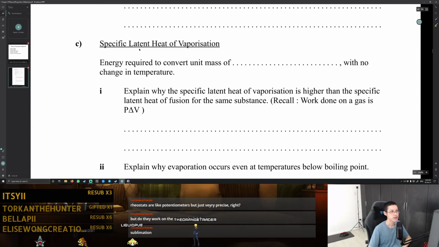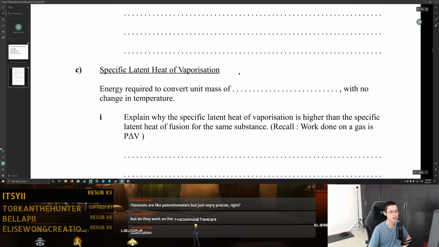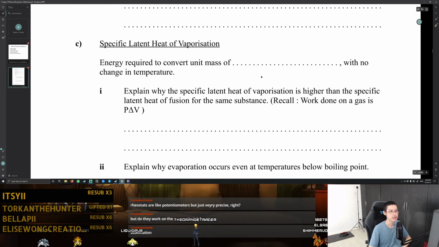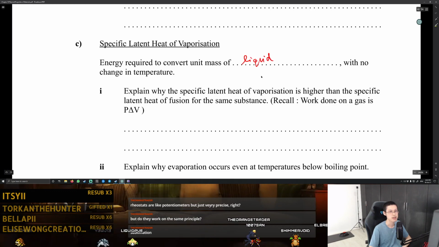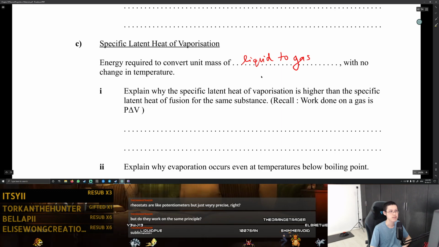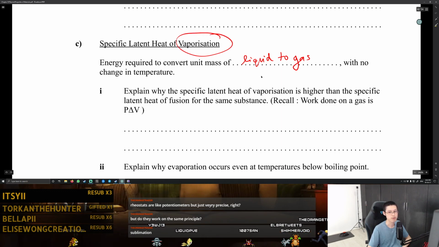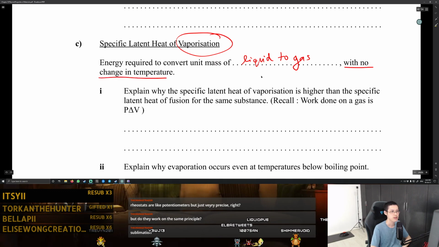We have the specific latent heat of vaporization. The only difference between this one and the last one is that it is the energy required to convert unit mass of liquid to gas with no change in temperature. This is a keyword, by the way. You want to write this phrase down in the exam. Otherwise, you're going to lose a mark.